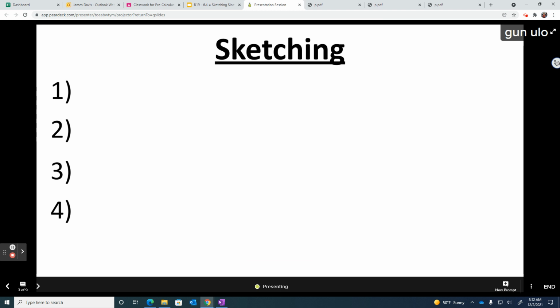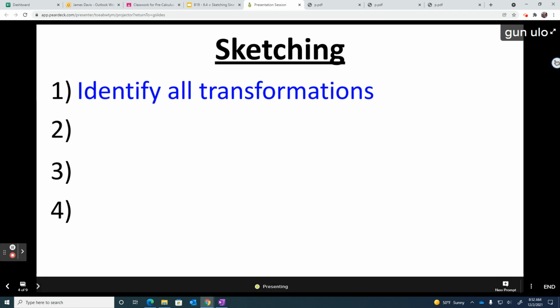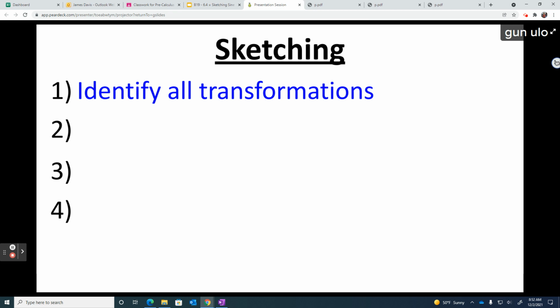In sketching them, there's an order that you're going to want to follow that'll make things easier for you. The first thing we're going to do on all of these is to go through and identify all the different transformations. We're going to write out what is the period, what is the amplitude, is there a reflection, is there a phase shift, is there a vertical shift. We're going to identify all of that first. It's a good place to start.